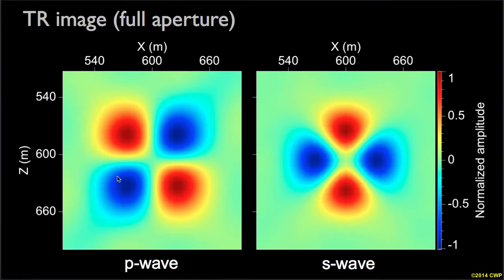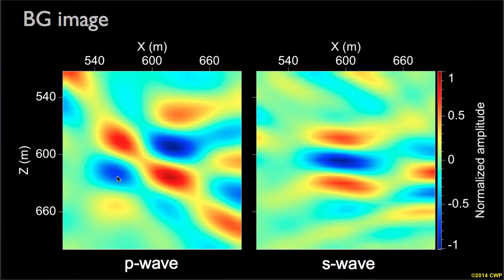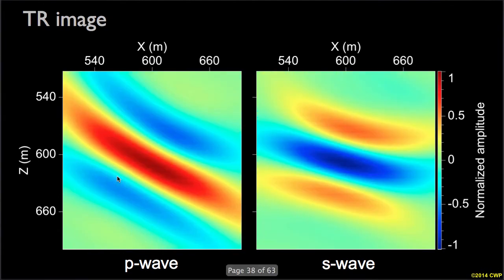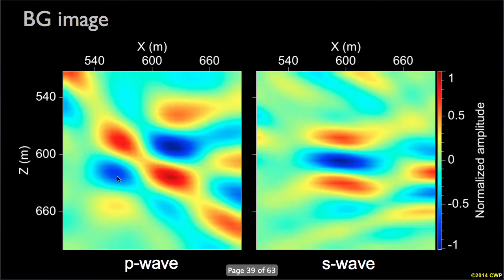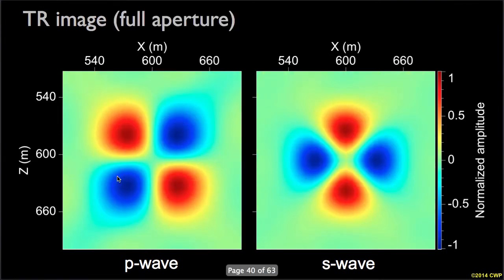Now look at the left panel and focus on the positive and negative lobes in the true image and compare this with the Backus and Gilbert and the time reversal. Now look at the right panel and see how the orientation of the S-wave image is better resolved in the Backus and Gilbert image as compared to the time reversal image. So we have some significant improvement.